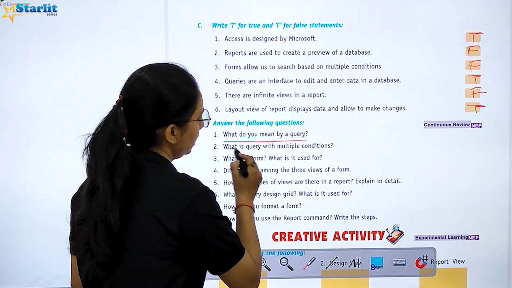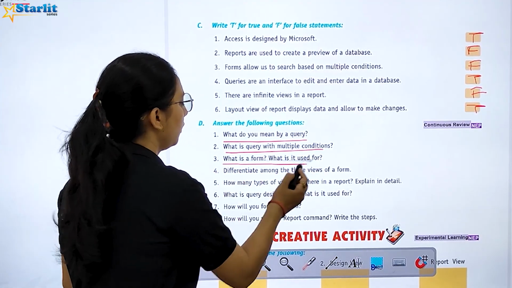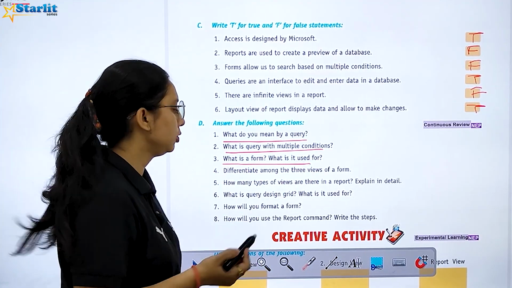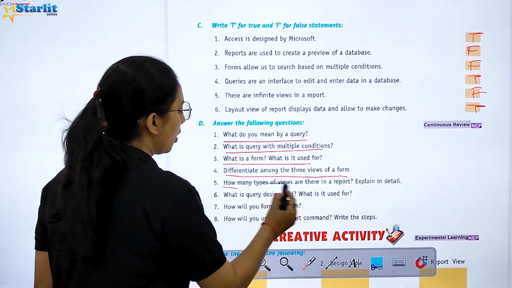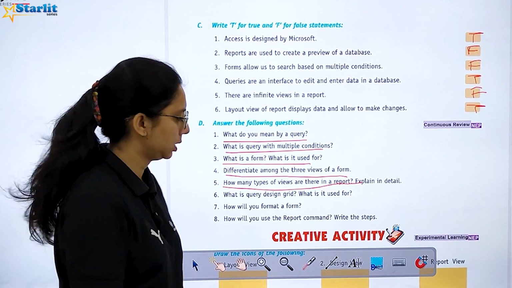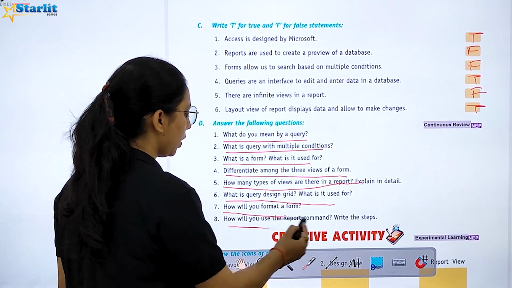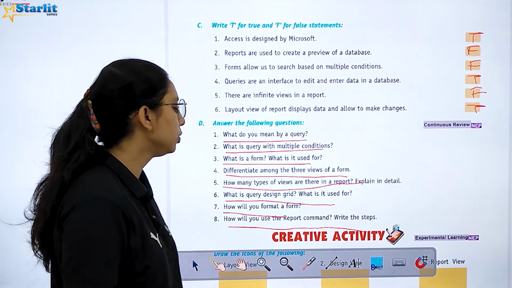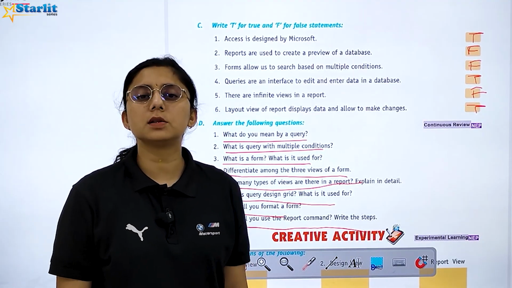Now answer the following. What do you mean by query? आपको multiple conditions बतानी है. Form क्या होता है? What it is used for? किसके लिए यूज करा जाता है? आपको differentiate करना among the 3 views. How many types of views are there in a report? Right? What is query design grid? How will you use it with form? And how will you use the report command? And you have to write the steps. Right? This is all in this chapter.